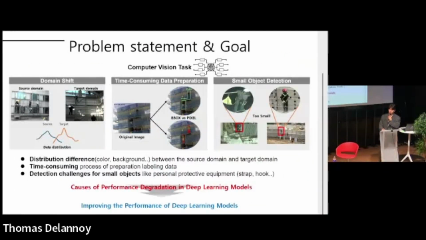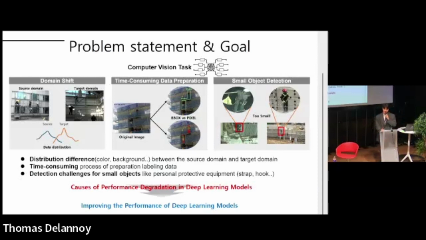However, deep learning technology has several factors that degrade performance. First, the domain shift problem. Domain shift is the difference in data distribution between the source domain and the target domain. The best way to solve this problem is to use the target domain as training data.